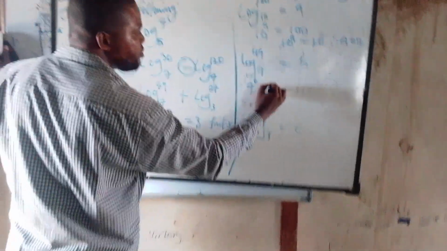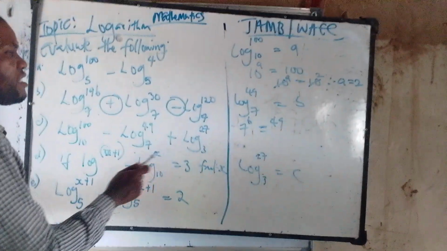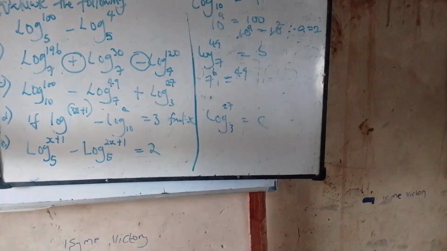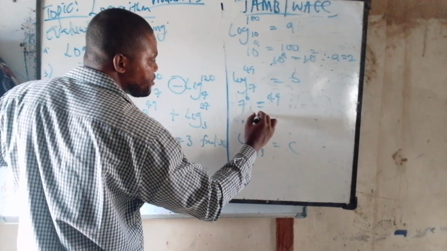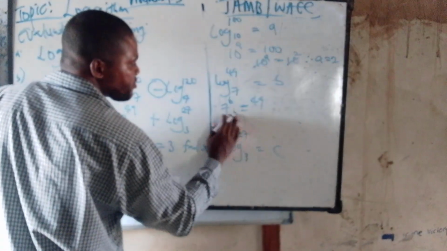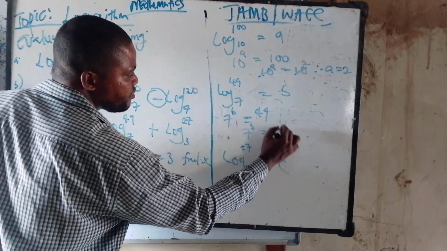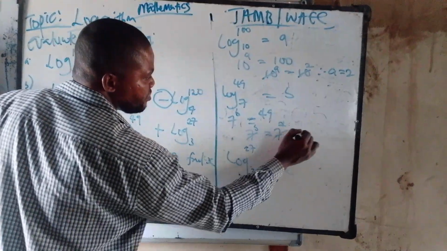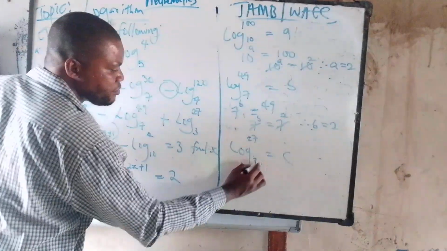The next one: 7 to the power of B equals 49. I'm doing this like this because the bases are not the same, so I have to solve differently. I will have 7 to the power of B equal to 7 to the power of 2. The 7 cancels, therefore B is also equal to 2.